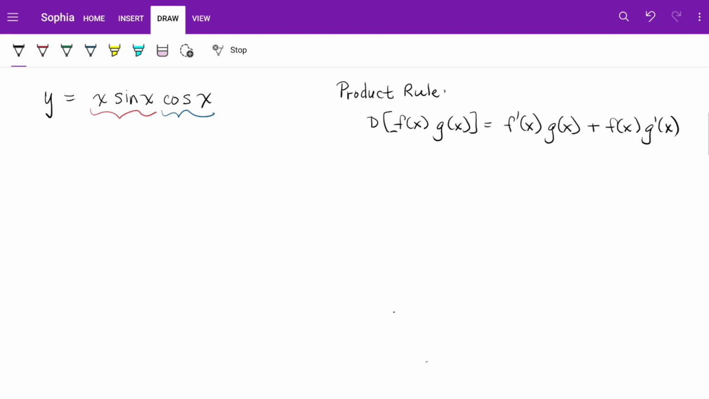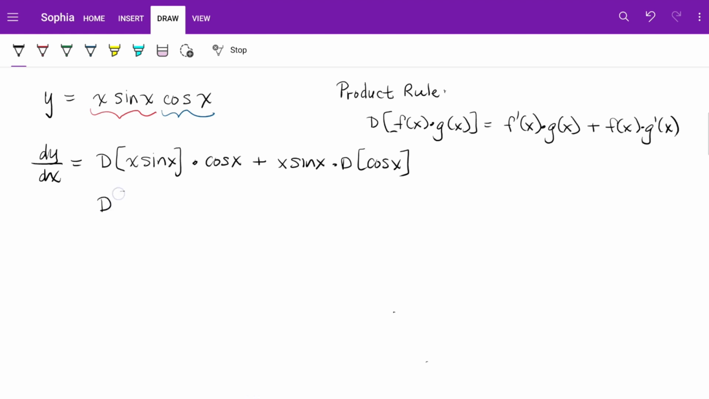So looking at that, what we need to do is remember that dy dx is equal to the derivative of the first times the second, plus the first times the derivative of the second. And we could have had dots here too, just to be more consistent. So now we have to find each of these individual derivatives. Now the derivative of cosine is going to be easier, so we'll save that for a little bit later here.